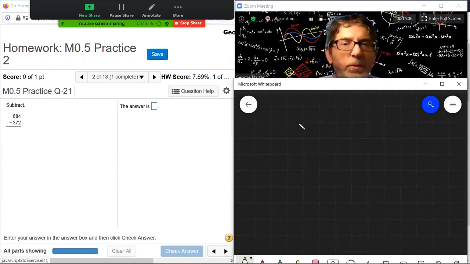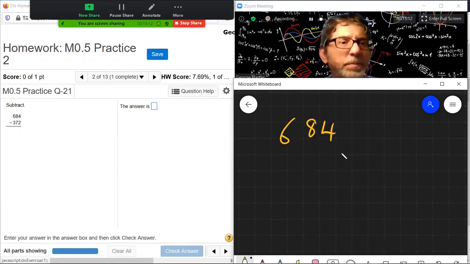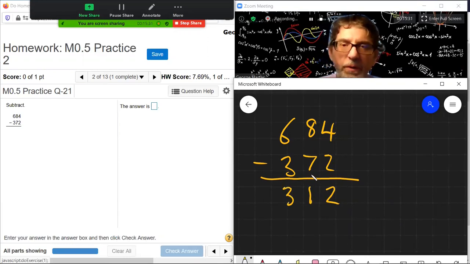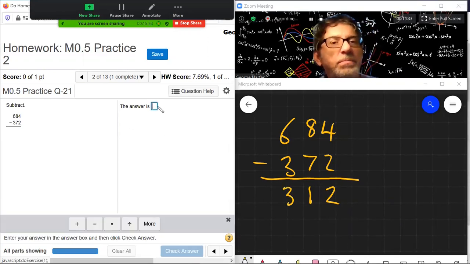Okay, so now we have a 3-digit problem. 684 minus 372. We start with the rightmost digit. 4 minus 2 is 2. 8 minus 7 is 1. 6 minus 3 is 3. Again, straightforward. So our answer is 312.